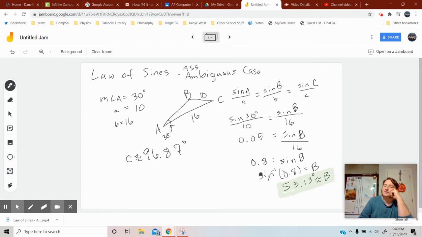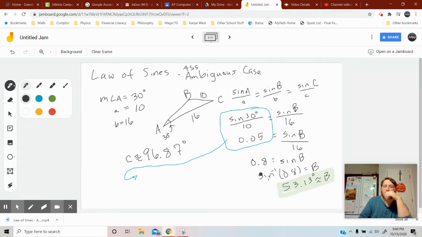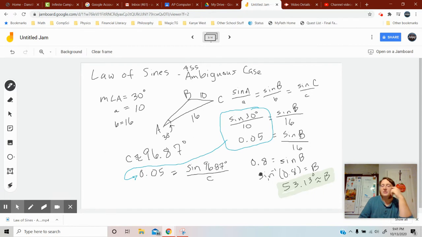So now we could work law of sines using angle A and side length a and this angle C that we figured out. So we would copy, so to speak, this part that we just used, 0.05. Again, we would just do this same work, but this time, instead of being equal to sine of B out of 16, it's going to be equal to sine of angle C, which is 96.87 degrees, out of the side length that we don't know.